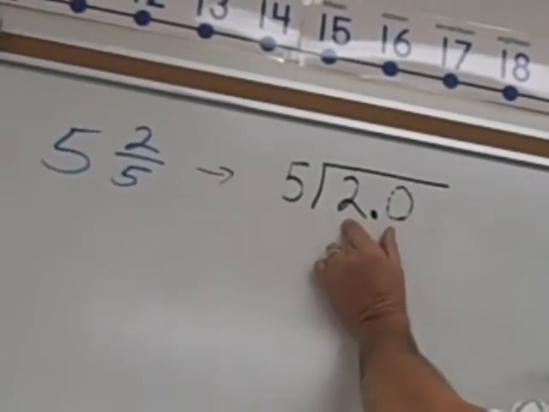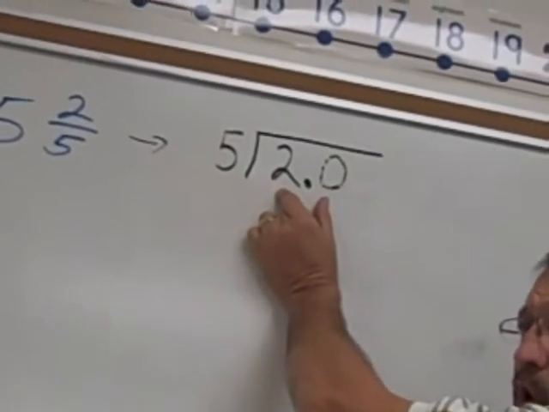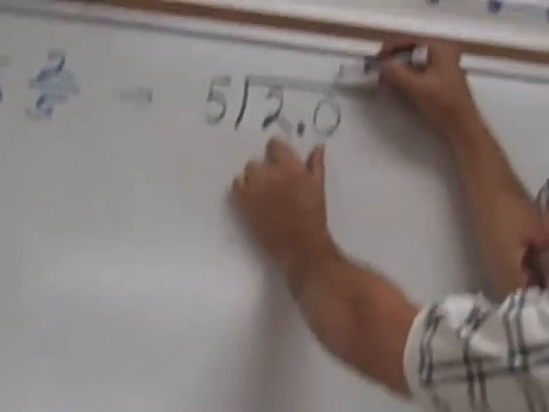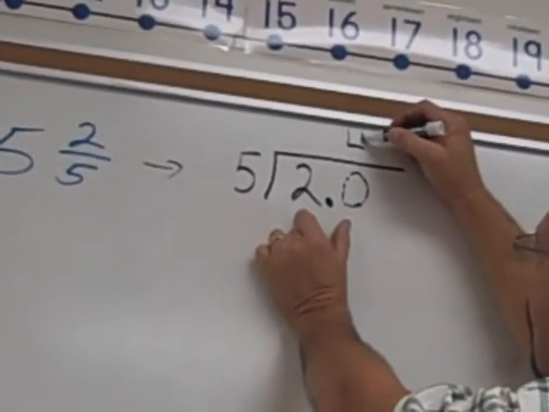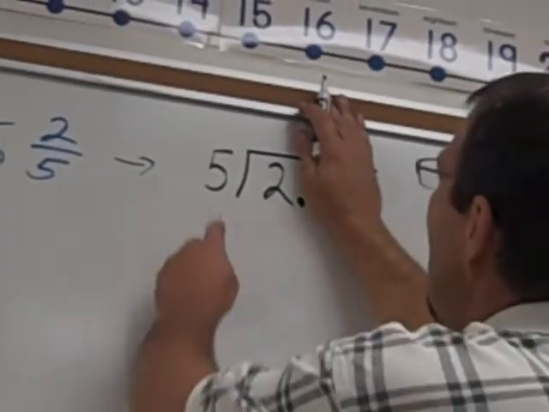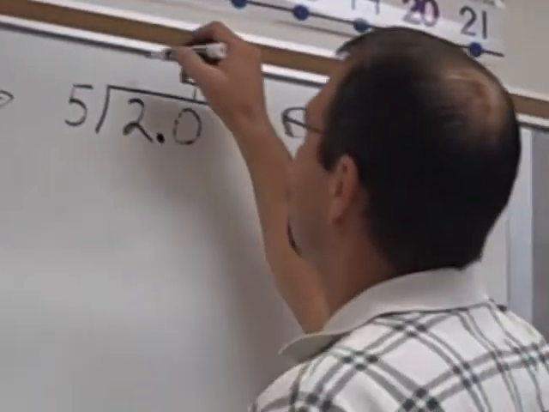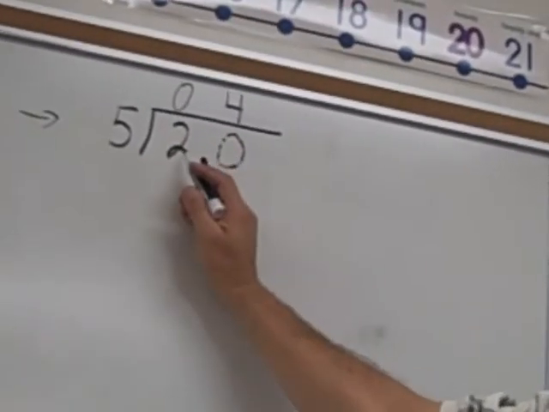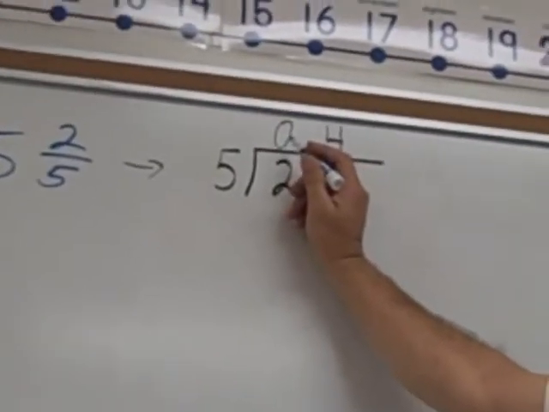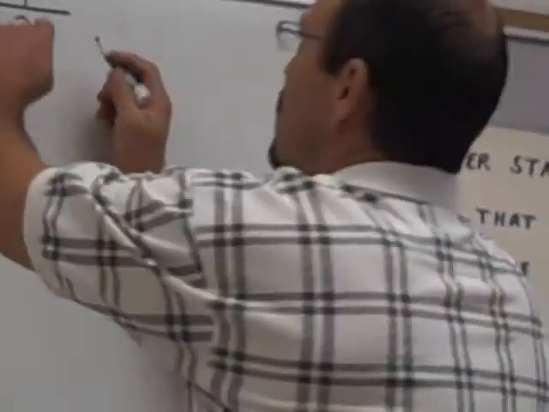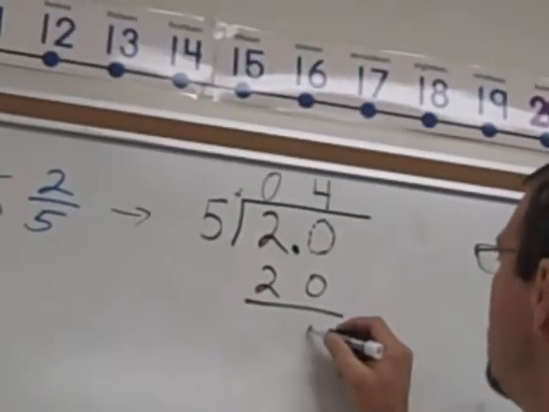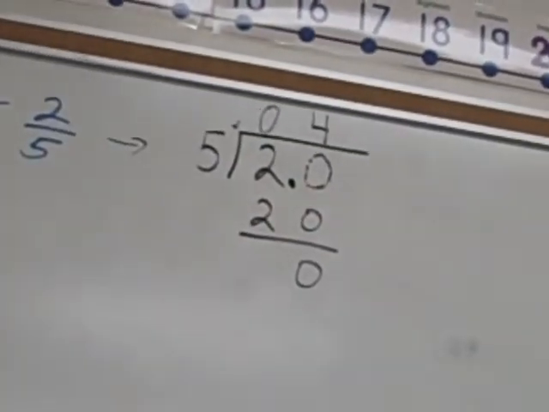Will 5 divide into 20? How many? 4. Now, where's the 4 going to go? Above the 2 or above the 0? The 0. Y'all got to remember your division, right? If 5 divides into 2, that's what we put. A lot of people put 0 right there. 5 divides into 2, 0 times. You may have been taught that way. All right? But 5 will divide into 20 four times. And then let's go backwards. 4 times 5, 20. No leftovers. Okay?